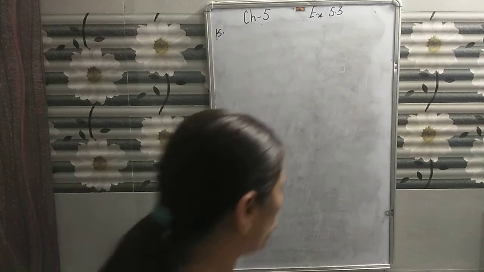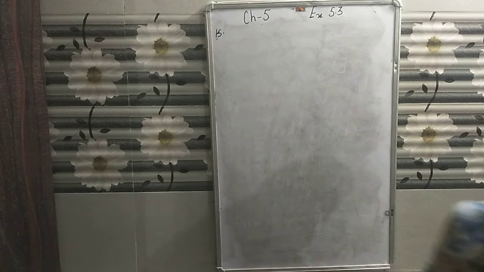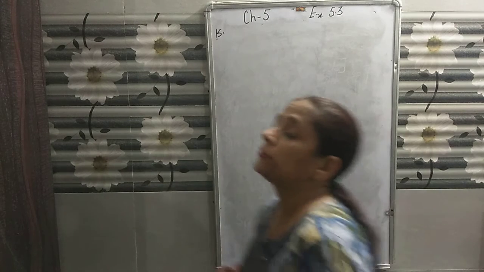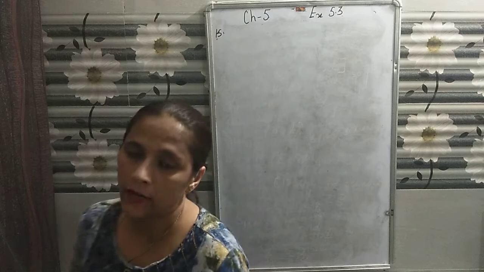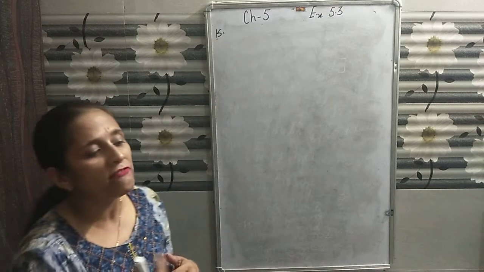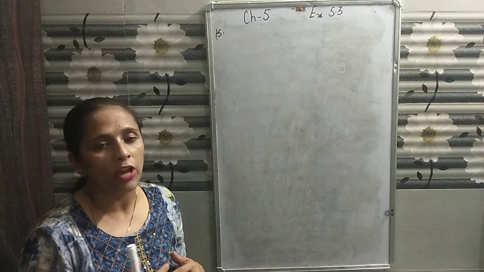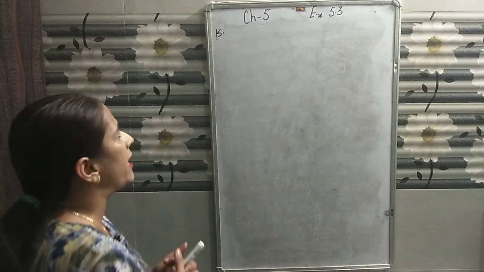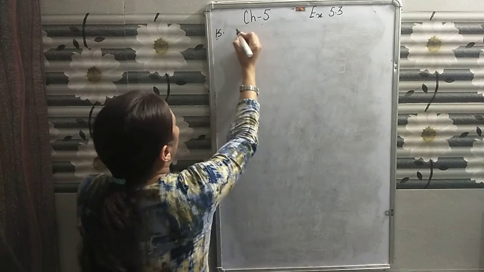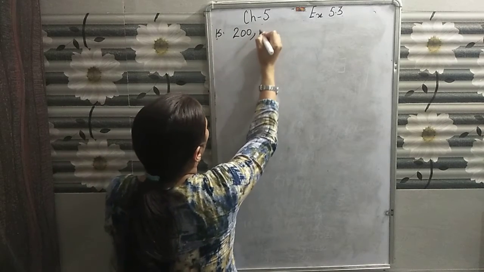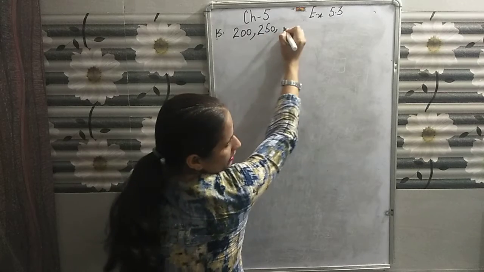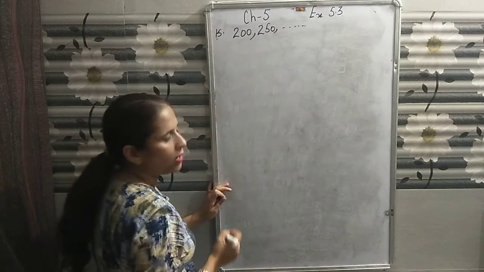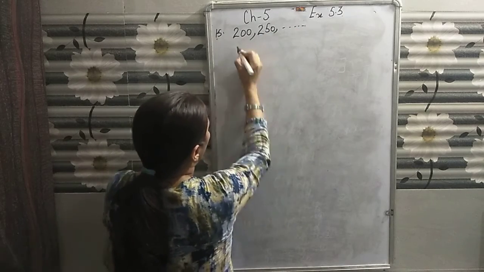Now I am moving to question number 15. A contract on a construction job specifies a penalty for a delay of completion beyond a certain date as follows. For the first day, penalty is 200. Then the penalty is increasing by 50 rupees. That is 250, 300 and so on. And you have to find the penalty for 30 days. Now for the first day, penalty is 200. Then it comes 250. Then it is increasing by 50 per day. And you have to find for 30 days.